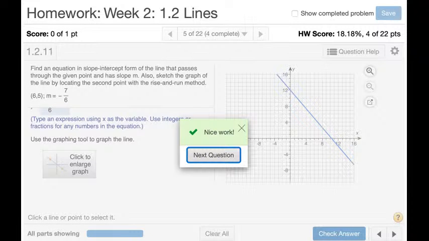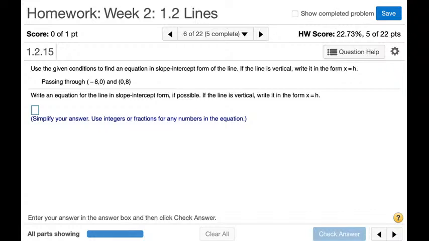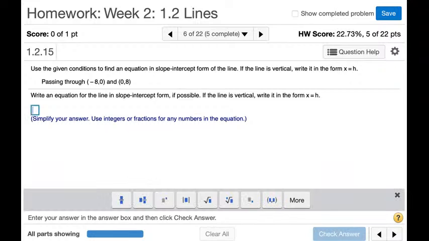We'll go to the next one. Use the given coordinates to find an equation in slope-intercept form. It's a line that's vertical, passing through these points, right? What's our slope? 8 minus 0, so the slope is going to be 1. And the y-intercept is 8. So y equals x plus 8.